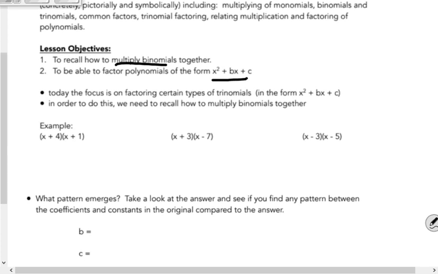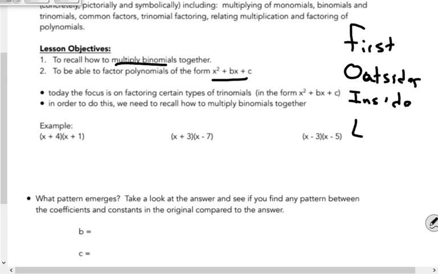So we're focusing on factoring trinomials. In order to do this, we need to recall how to multiply binomials together first. So you guys should have done a little bit of this last year. So whenever you multiply binomials, you have to multiply everything by everything. Maybe you guys have heard of this before. FOIL. Multiply the first, the outside, inside, and the last.